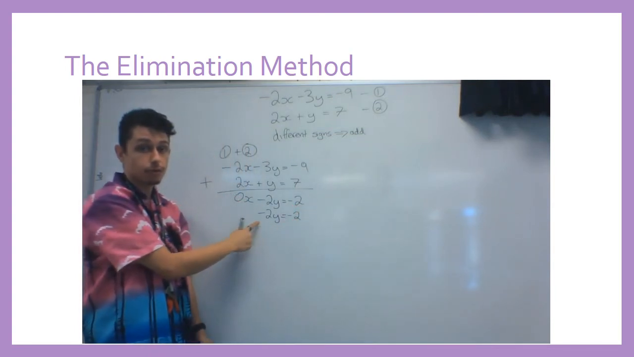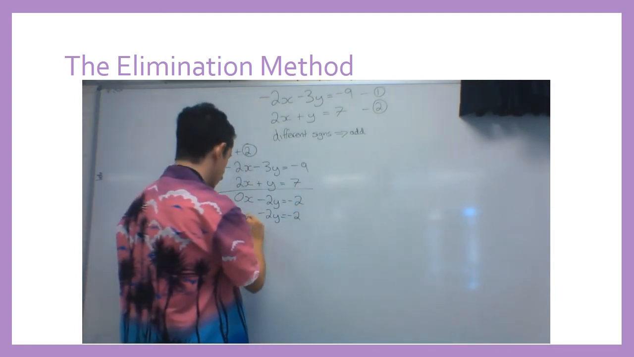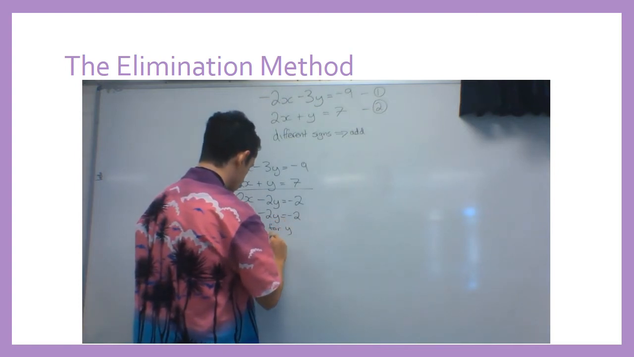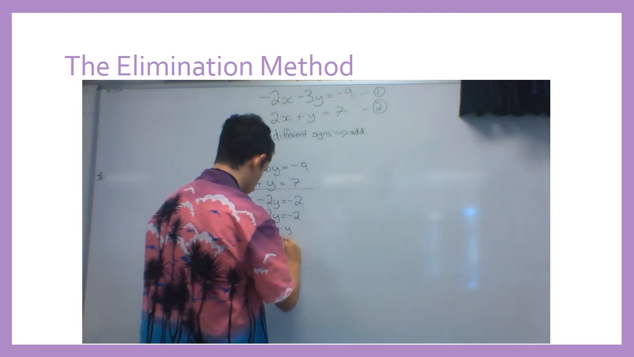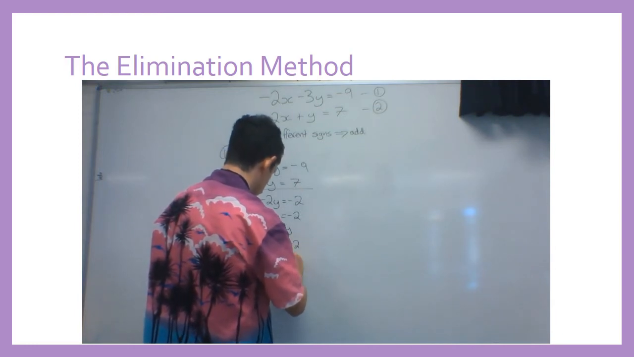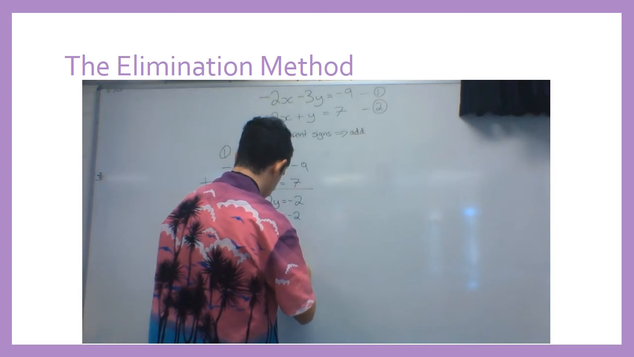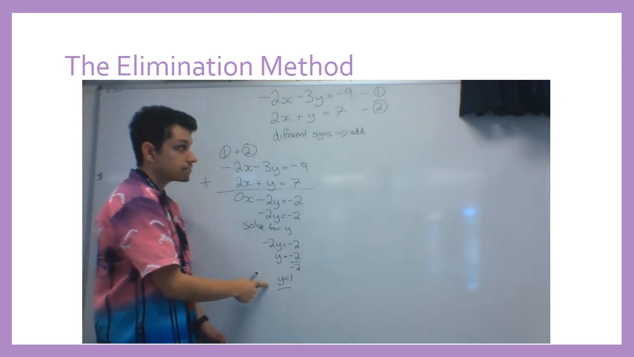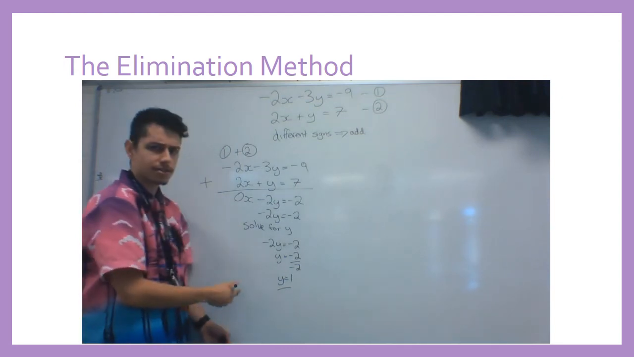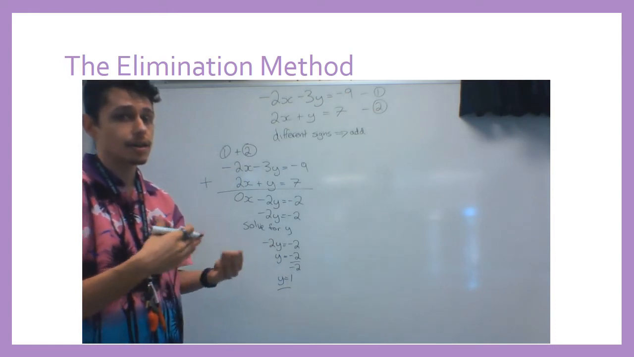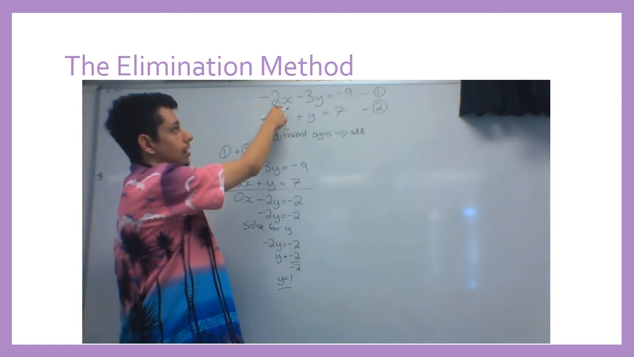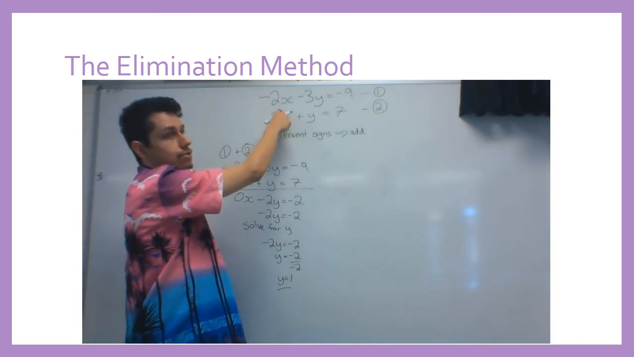Now I can solve for y, because I only have one variable. So y is equal to 1, which means I'm halfway there now. That was 1 step. This is why the elimination method is really fast. So I'm going to use this to solve for x in one of these 2 equations.